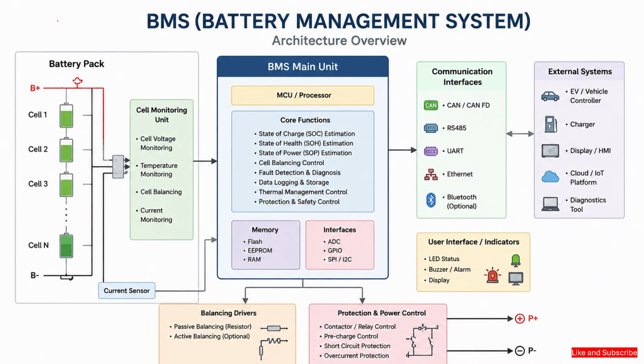Let's start from the left. This is a battery pack, and it consists of a number of cells in series, and all the cells are connected to the cell monitoring units. The purpose of the cell monitoring unit is to monitor the voltage of the cells or the battery pack, and the temperature of the battery pack cells. It is also responsible for cell balancing and current monitoring. All the parameters like voltage, current, and temperatures are first monitored, then sent to the battery management system. We also have one current sensor, which is responsible for measuring the current of the battery pack.